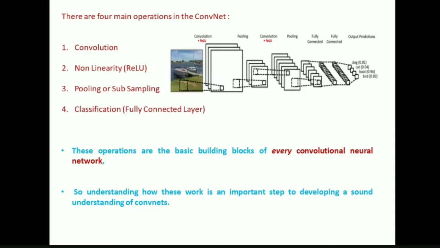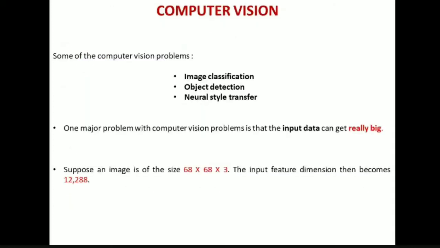Clear? Next. I already told you that convolutional neural networks are mainly used when we are dealing with problems of images, right? Presently the trend is computer vision, and all the research is now happening on computer vision. Some of the computer vision problems we have are image classification, the second one is object detection, and the third one is neural style transfer. You know what image classification is, right? Whether it is a dog or a cat and so on.